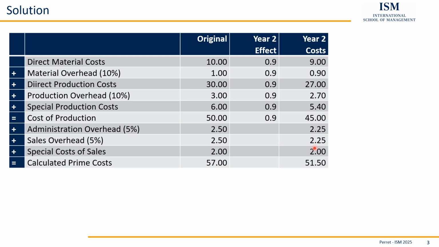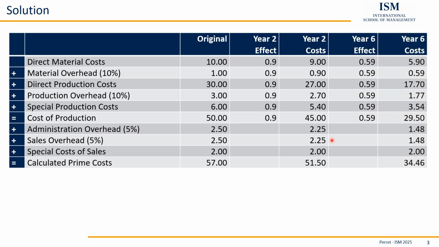Well, I get the adjusted administration and sales overheads. However, special costs of sale are fixed, an absolute term, so they remain at 2, giving me then a newly calculated estimate for the prime costs. Then I do the same thing for year 6. Here, however, with a much smaller multiplier of 0.59.